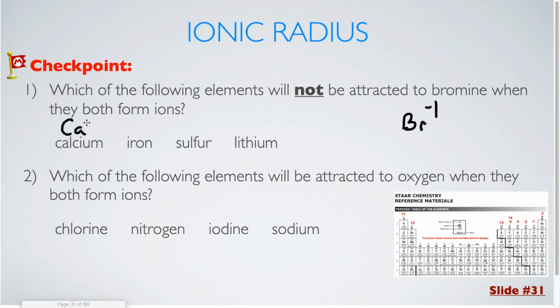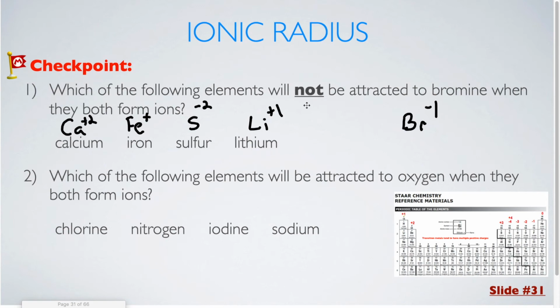Calcium is in group 2. It is likely to form a +2. Iron is a transition metal. Because it's a metal, it's likely to form a positive charge. We don't know the exact charge that it will form. It could be a +2 or maybe a +3, but for our purposes right here, we just need to know it's going to be positive. Sulfur is in group 16 or 6a. That's going to form a -2 charge. And lithium is going to form a +1 charge. It's in group 1.